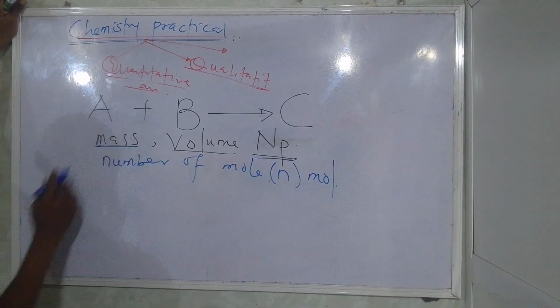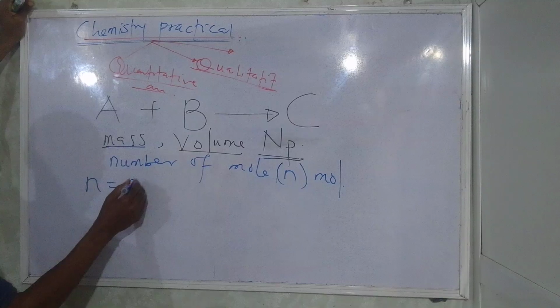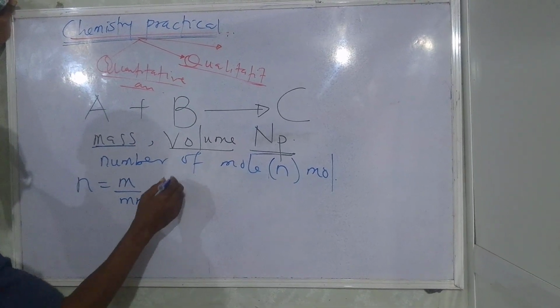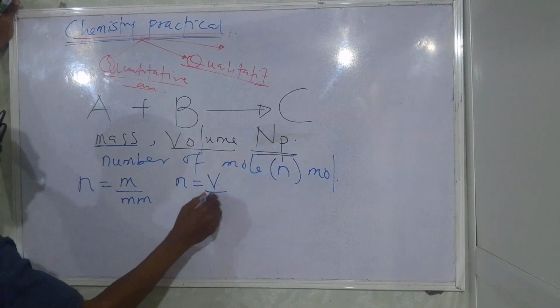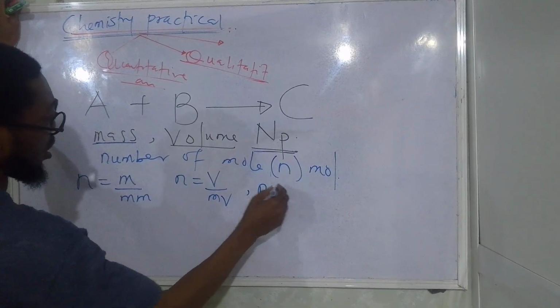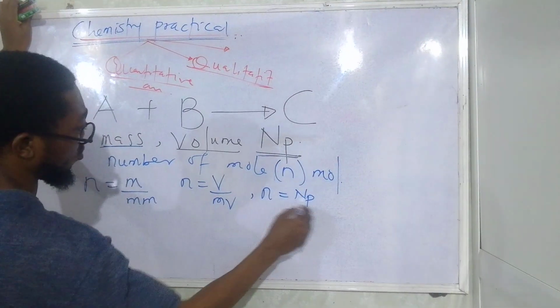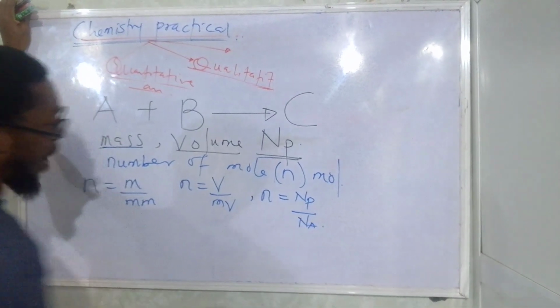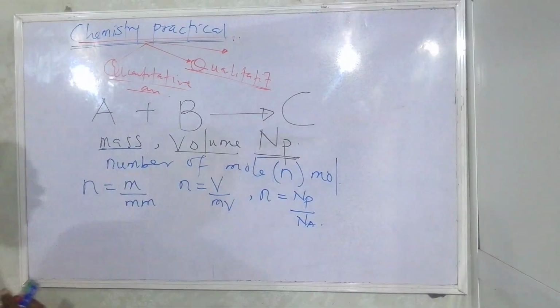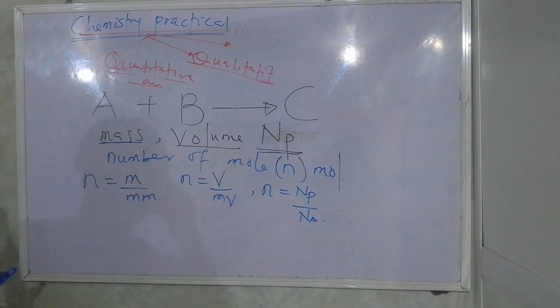So let me change mass to number of mole. Number of mole is mass over molar mass. Let me change volume to number of mole. Number of mole is volume over molar volume. Let me change number of particles to number of mole. Number of mole equals number of particles over number of Avogadro. These three formulas are the basic that everybody must know.